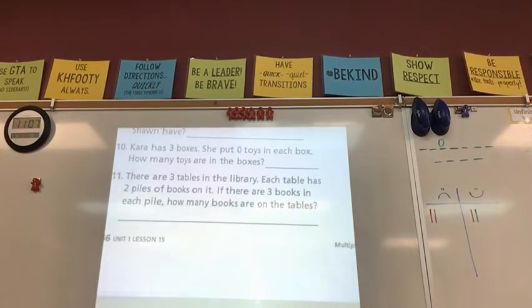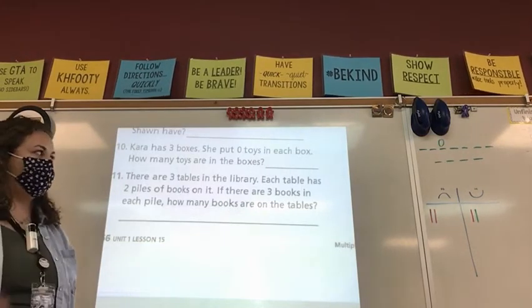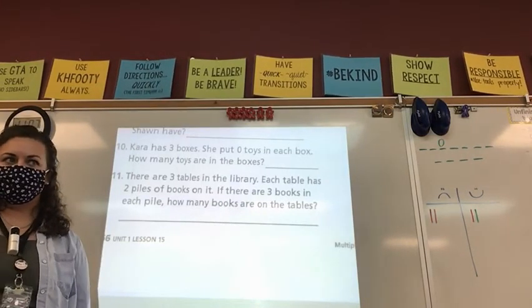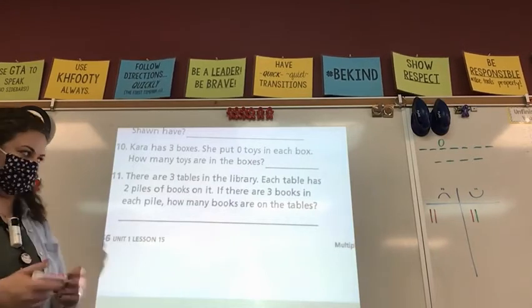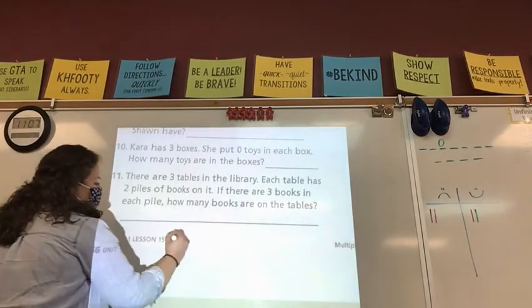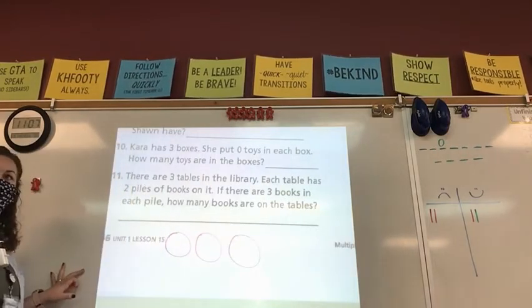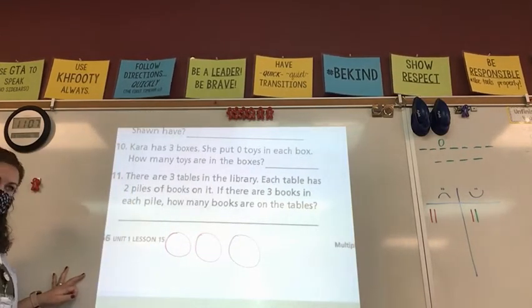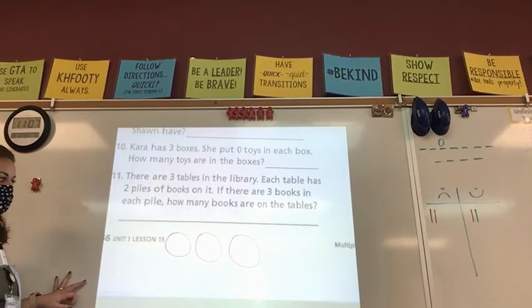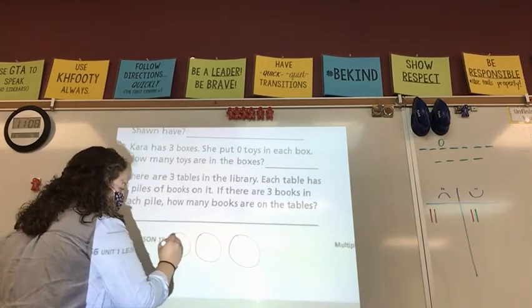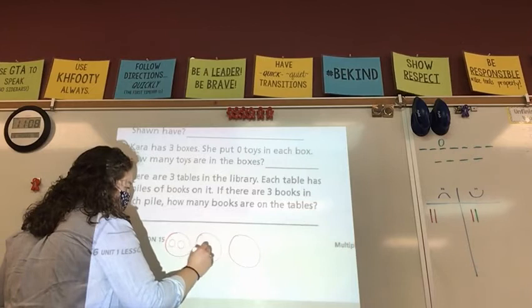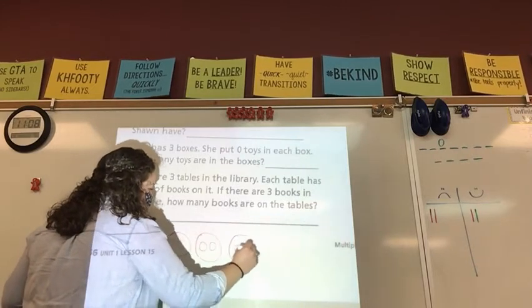There's 3 tables in the library, friends. If I'm going to draw something, what does that sound like? 3 circles. There's 3 groups, right? So here's my 3 tables. And what else do I know? Keegan, there's 2 piles of books. So here's pile 1, pile 2, pile 1, pile 2.